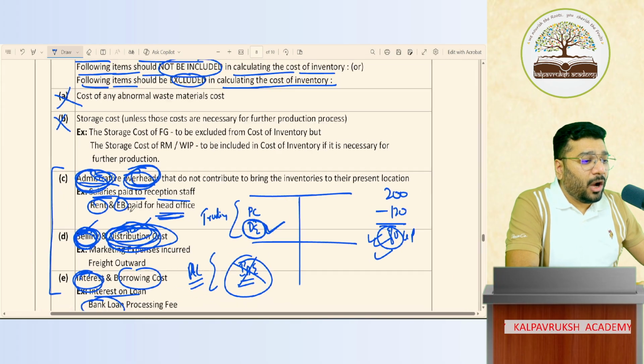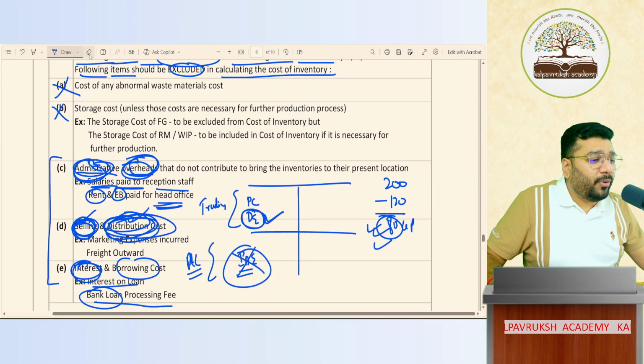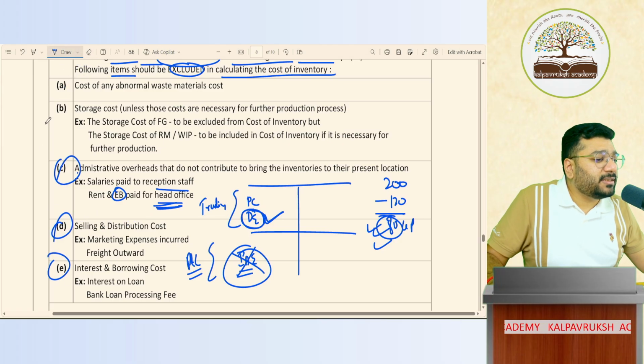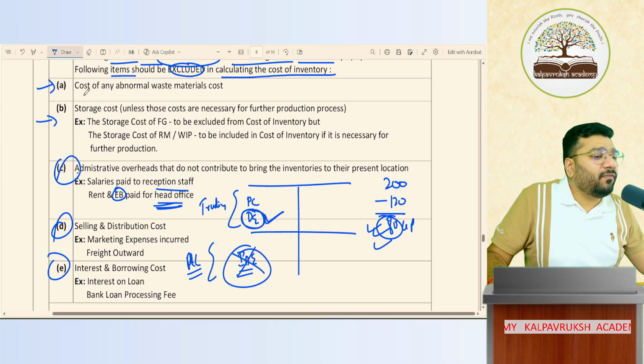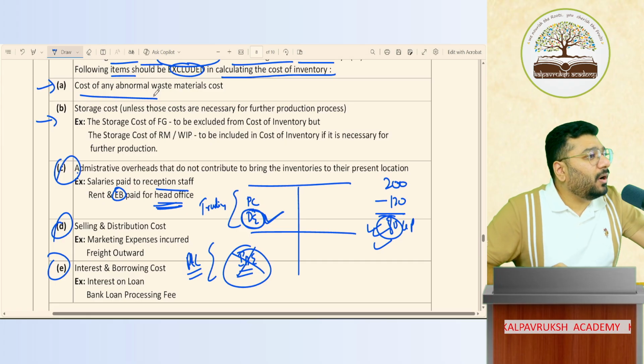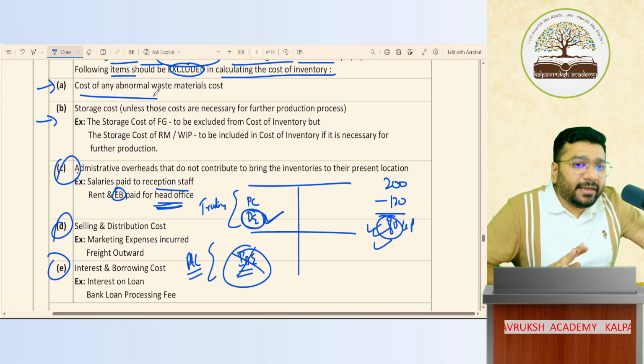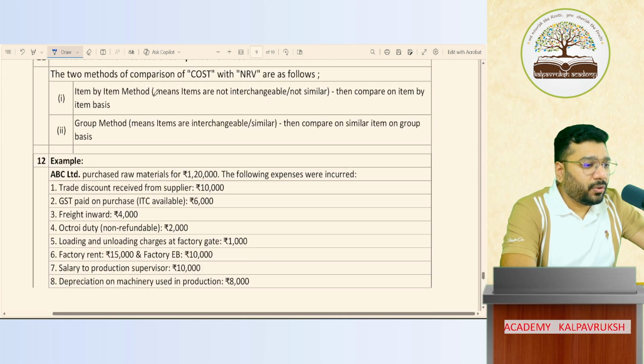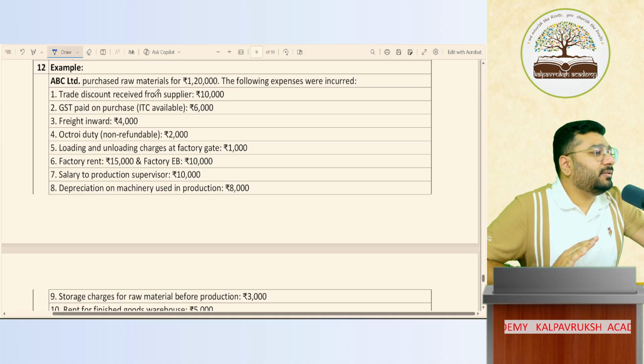Out of 5 points, how many points have I discussed so far? 3 points I've discussed so far: C, D, E. What is left to discuss is the concept of storage cost and cost of abnormal waste and material cost. Got it, not got it? If I complete this in the next class, we have one question based on this. Once we do that, this part is over.